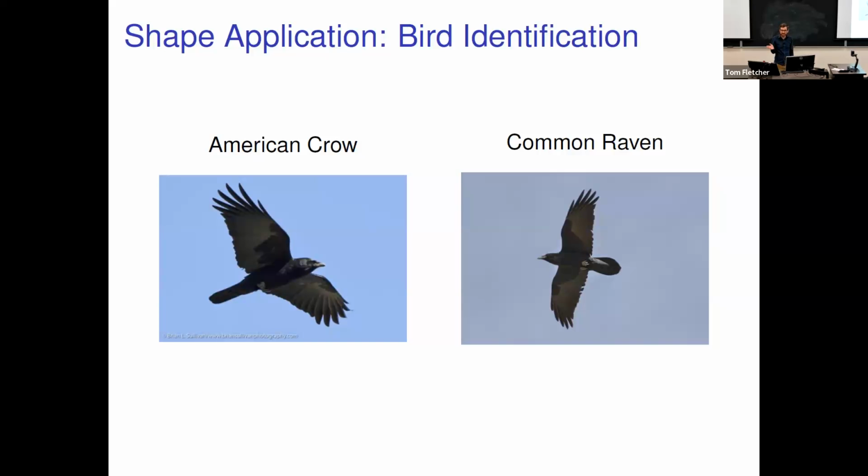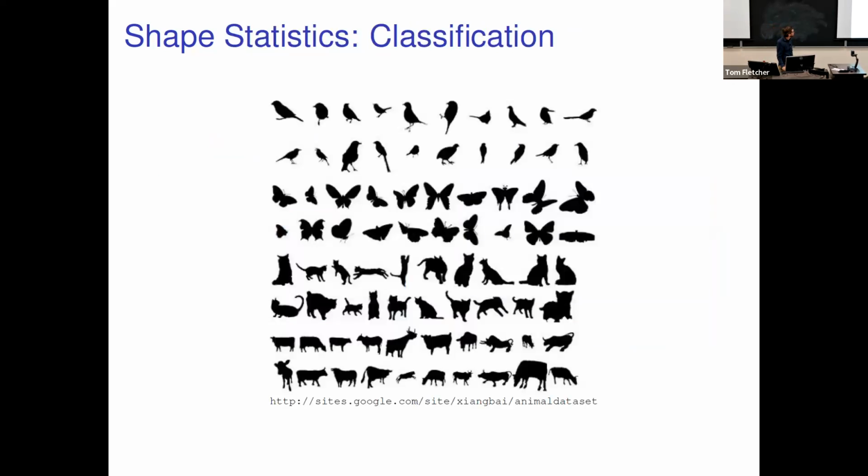So shape is very important, is the point, in identifying things. If you tried to train a machine learning algorithm to tell the difference between an American crow and a common raven, it's not going to use color, it's not going to use texture, it's not going to use the background, what have you. The only thing it's going to have to learn from is the shape. And so there are classification problems. I can classify objects. We can all do this visually ourselves. You can tell me what these objects are: bird, butterfly, cat, cow. We all know what these are, even though there's no information here because I've gotten rid of everything except for the shape.